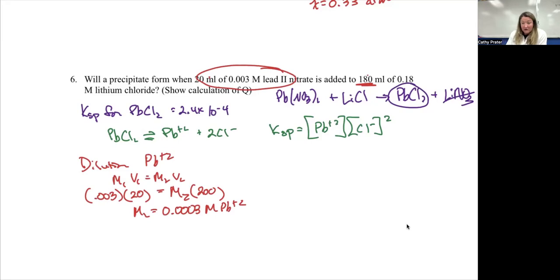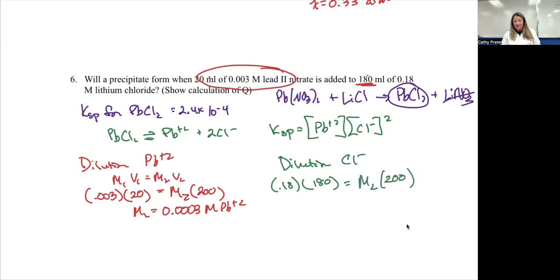I'm going to do something similar for the chloride. So, dilution of Cl minus. Starting off, we have 180 milliliters of 0.18 molar chloride, diluting to a volume of 200 milliliters once the two are put together. So 0.18 times 180 divided by 200. So in this mixture, the chloride concentration is going to be that.